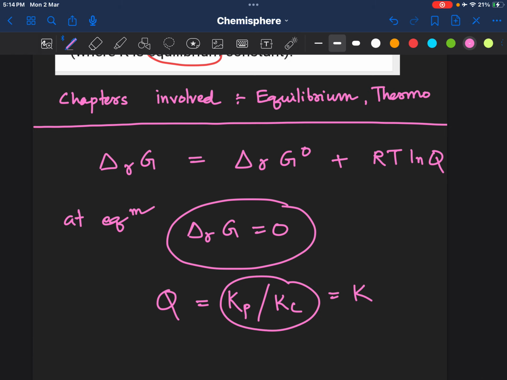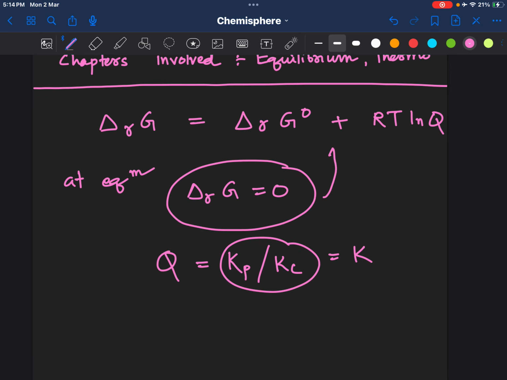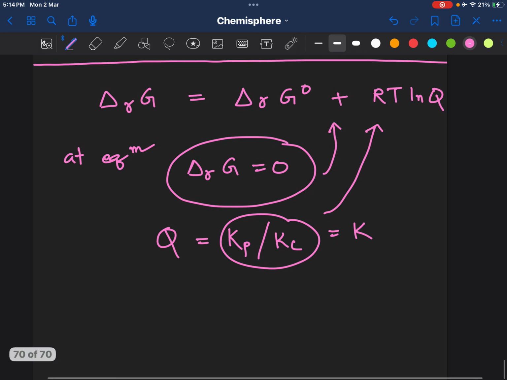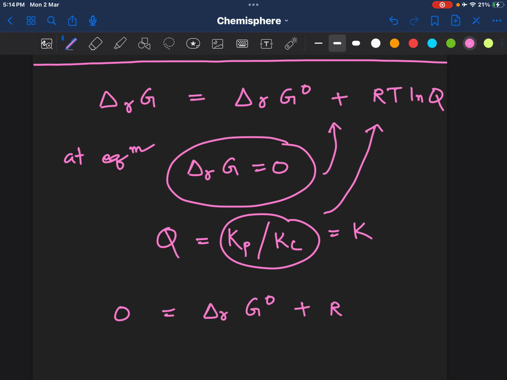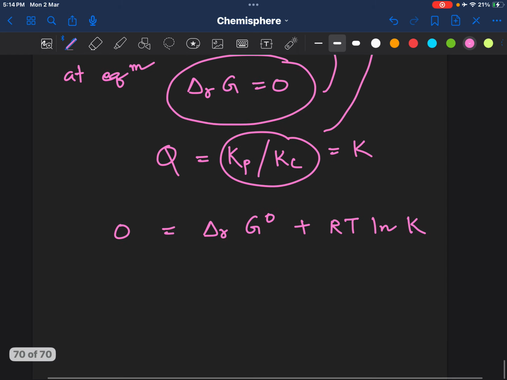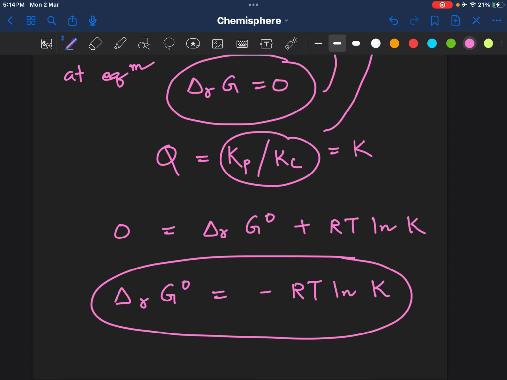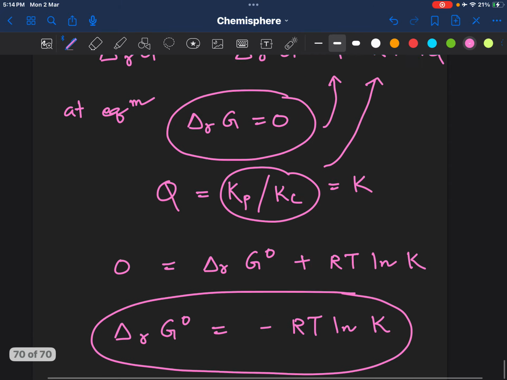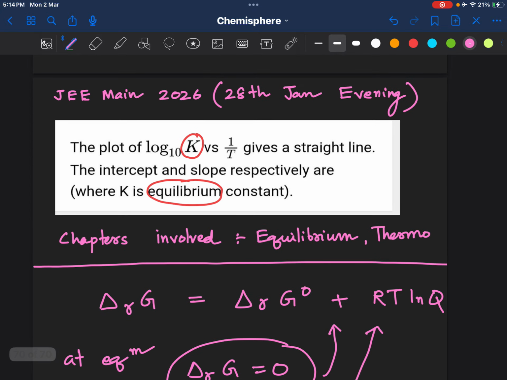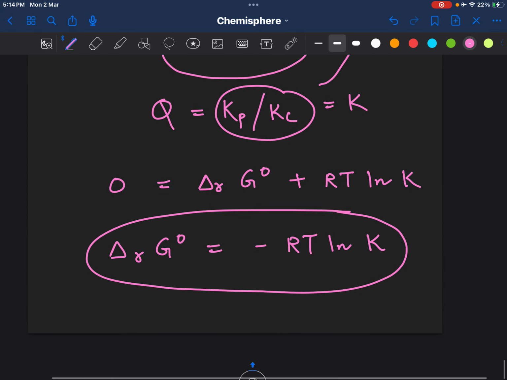Now, when we substitute these values into the above equation, we get 0 is equal to delta R G naught plus RT ln K. Or I can write delta R G naught is equal to minus RT ln K. This is an important conclusion for us. But we want an equation of log 10 K versus 1 by T, so the job is not done here.